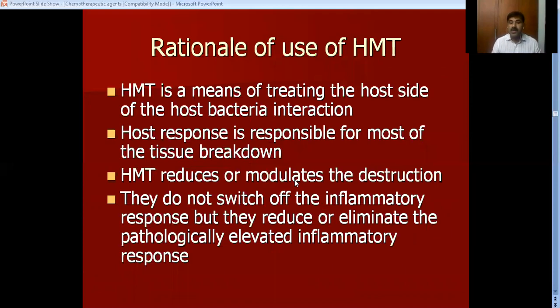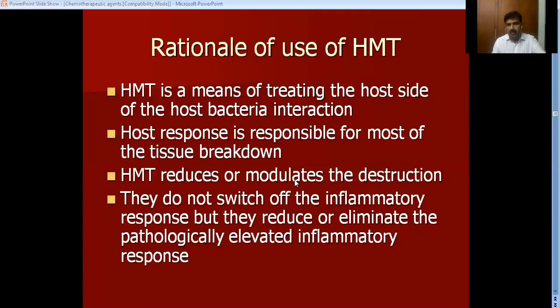You are treating the host side of the host bacterial infection. All of the treatment, the antibiotics that we give and the mechanical debridement that we do, we are treating the bacterial aspect of the disease. But this is the only concept where we are treating the host aspect of the disease. And we now know that it is not the bacteria that is mainly responsible. It is mostly in aggressive or rapidly progressing types of periodontal disease. If there is some problem with the host, that host response is mainly responsible for a lot of the dysfunction that takes place.